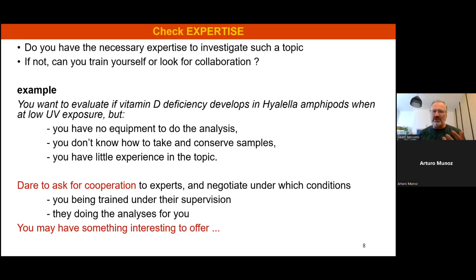If not, that's not a problem. Then you have to think for yourself, can you train yourself or look for collaboration? Again, an example: suppose you want to evaluate if vitamin D deficiency is developing in Hyalella amphipods when exposed to low UV. But you don't have the equipment to measure vitamin D, for instance. You don't know how to take and conserve the samples because you haven't been studying vitamin D yet, and you have little experience in the topic as such. Should you then stop doing the study?